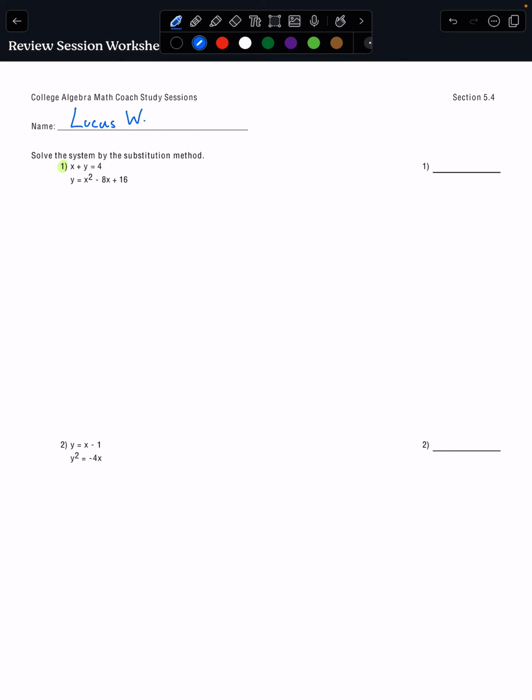I'm going to work through a couple problems. First one is number 1, and we're going to solve the system by the substitution method. We want to get one variable on one side, which has already happened, and then plug in the other piece into the original equation. So this will turn into this right here.